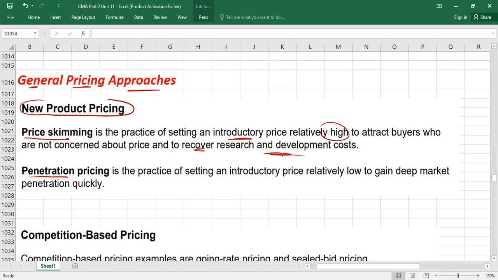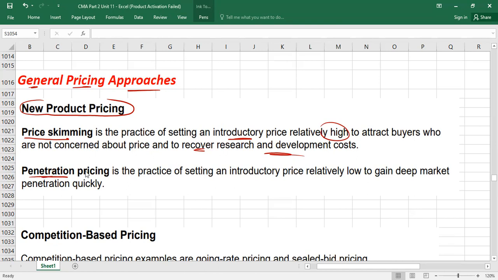Remember, skimming means at the introductory stage, the introductory price will be higher to attract buyers. Understood? And obviously, iPhone users are not concerned about the price, right? They are ready to pay the price. But the objective of the company is to recover research and development cost. This is what is called price skimming.